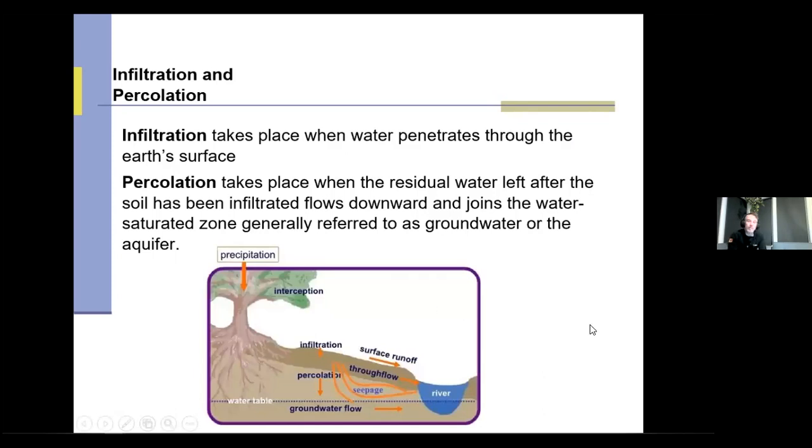Let's talk a little bit about the infiltration. Infiltration takes place when water penetrates through the Earth's surface. Percolation takes place again when the residual water is left after the soil has been infiltrated. It kind of keeps going down into the groundwater. So here's the big difference here. Let me get my pen. There we go. So precipitation comes down.